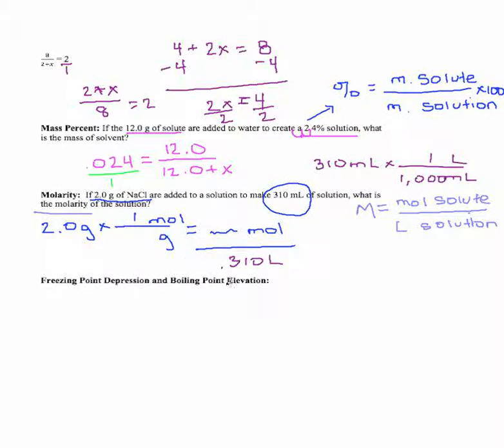Okay? This is your molarity, whatever you get for your answer. At this point, you can round. Notice it says 2 sig figs, it says 2, and your units for molarity are molar.